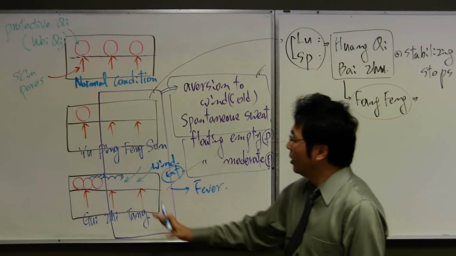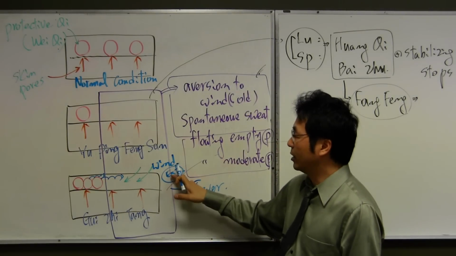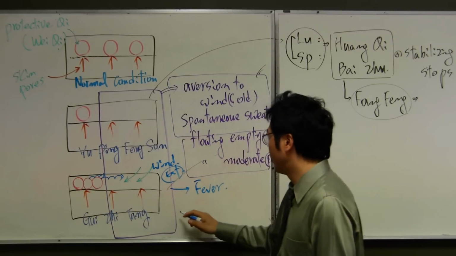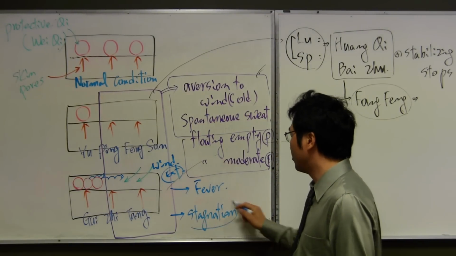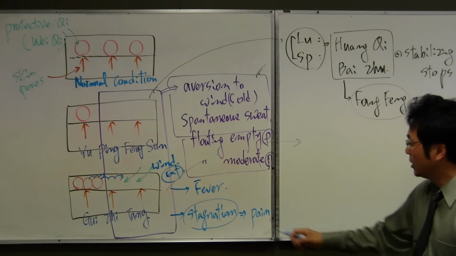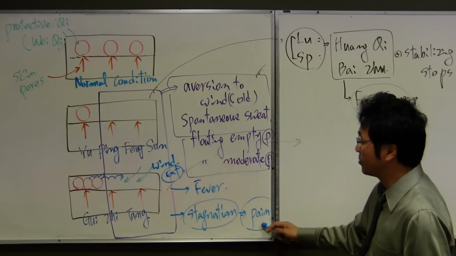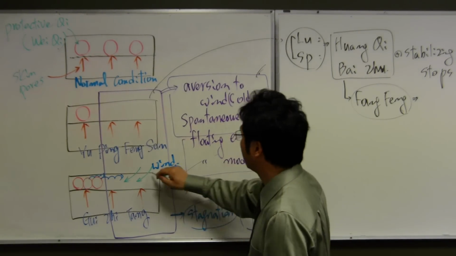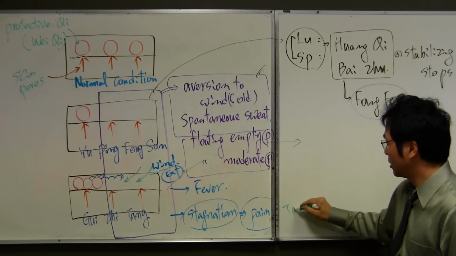And the second one: the Wei Qi is blocked by the extra wind. So the qi stagnates in this area, right? So there's some stagnation. In TCM, when something stagnates, it induces what? Pain. But mostly pain appears in some area, especially which area? The Taiyang channel. Because wind usually affects which one? The Taiyang channel first. So this pain usually appears on the Taiyang channel.